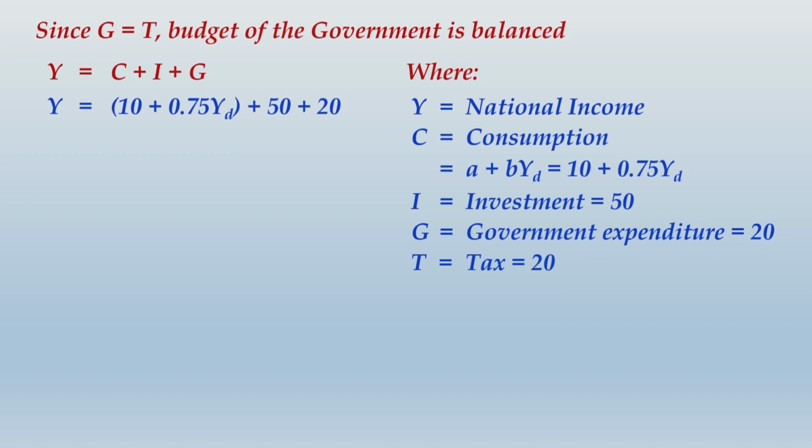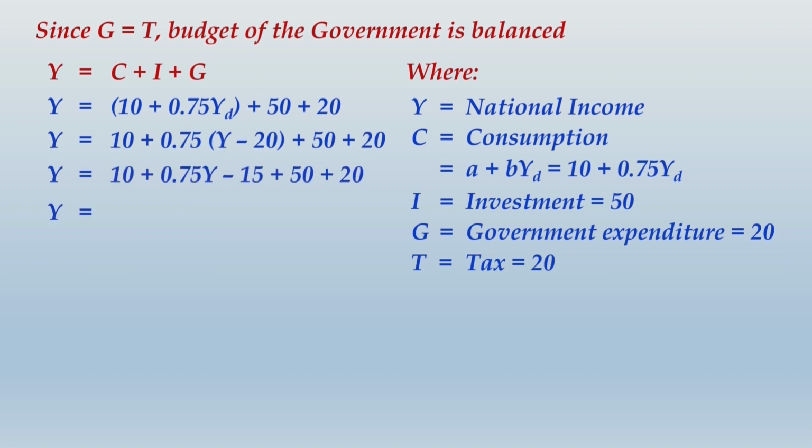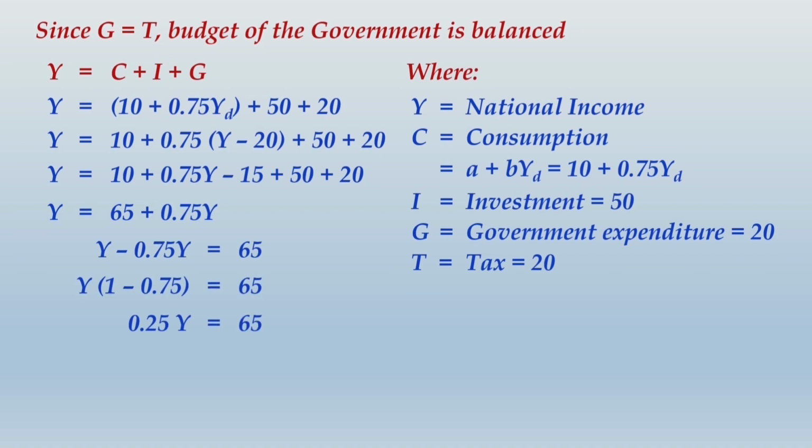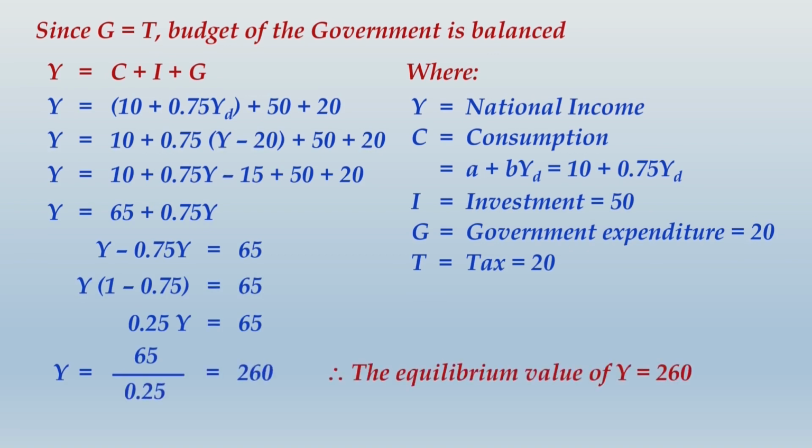So substituting all these values, we substitute YD as Y minus T, that is income minus tax, which makes it disposable income. We don't know Y, but we can just write Y minus T. T is 20, so we substitute Y minus 20, and when you solve this whole part, you get the value of Y easily without any trouble. And here we get 0.25 Y equals 65. So Y will be 65 divided by 0.25, that will be 260. So the equilibrium value of Y will be 260.